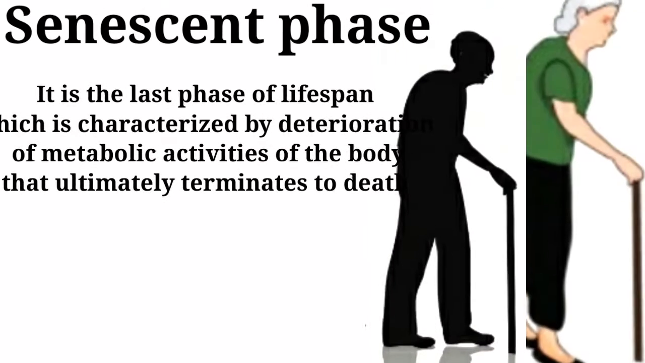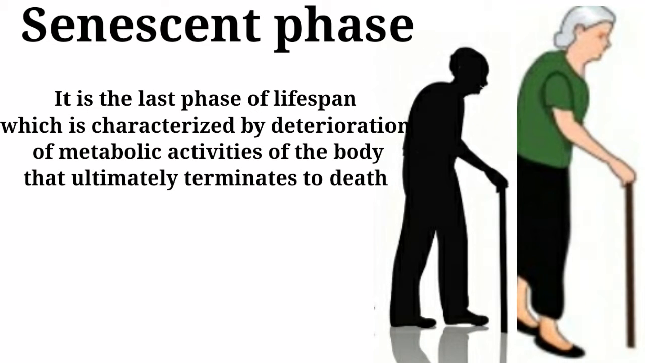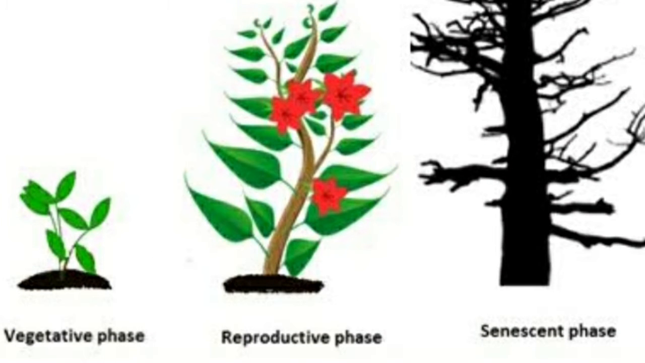The next is senescent phase. It is the last phase of the lifespan. This is characterized by deterioration of metabolic activities of the body that ultimately terminates in death. In plants, senescent phase is characterized by yellowing of leaves that ultimately leads to the death of plants.